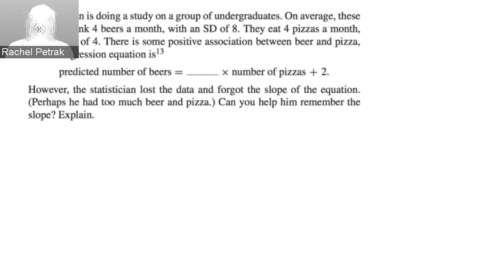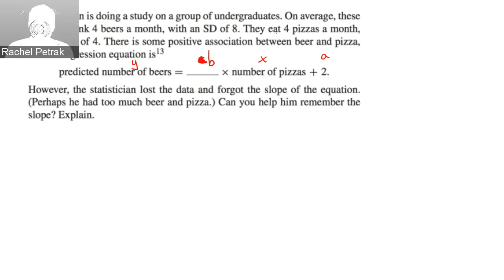let's see what we're looking for here. We want to predict number of beers based on our number of pizzas. Oops, shoot, I meant to write here: based on our number of pizzas plus this, which must be our intercept. Number of pizzas is our x variable. But we've got a statistician who lost the data and forgot the slope of the equation. Can you help him remember the slope? Let's see if we can figure out the slope based on this information.